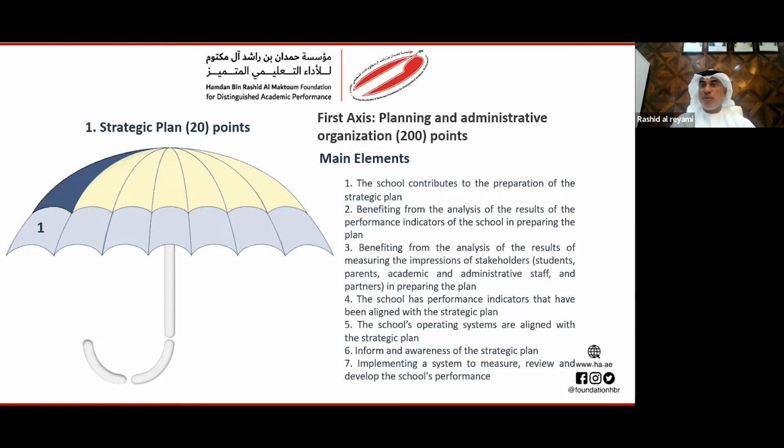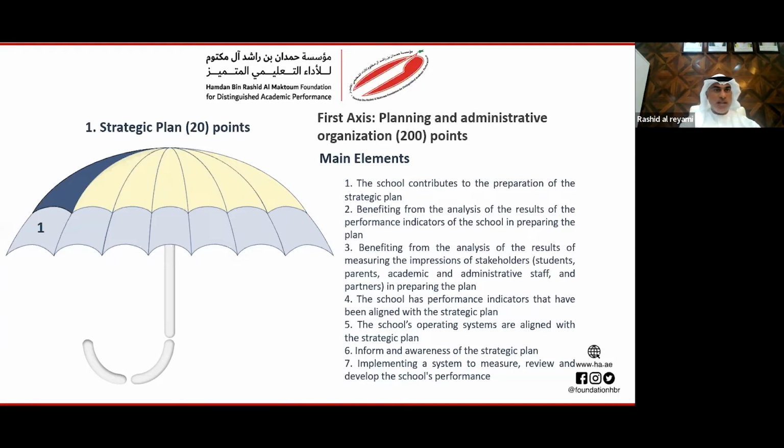Number 2, benefit from the analysis of the result of the performance indicators of the school in preparing the plan. 3, benefiting from the analysis of the result of measuring the impression of stakeholders, which is student, parent, academic and administrative staff, and partners, on preparing the plan. The school has performance indicators that have been aligned with the strategic plan. The school operating systems are aligned with the strategic plan. Inform and awareness of the strategic plan, implementing a system of measure, review, and develop the school performance. So in every element, here is where you need to have a proof.